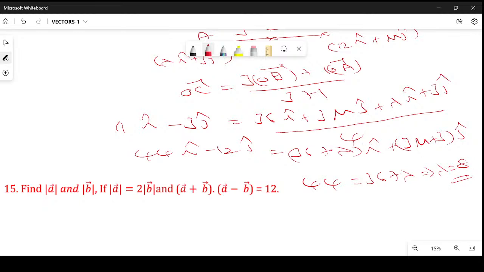Comparing the j cap terms, again 3 mu plus 3 is equal to minus 12. Then you will get 3 mu is equal to 15, mu is equal to minus 5. So lambda equals 8 and mu equals minus 5. Like that you can find. The problem is simple, you can do that easily.